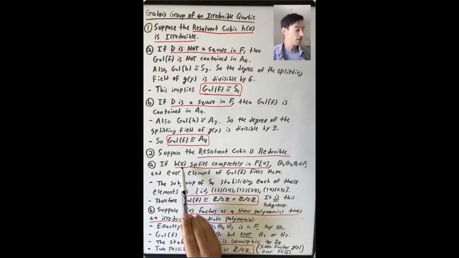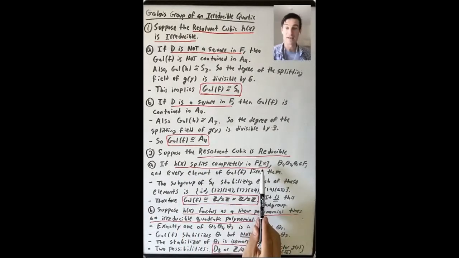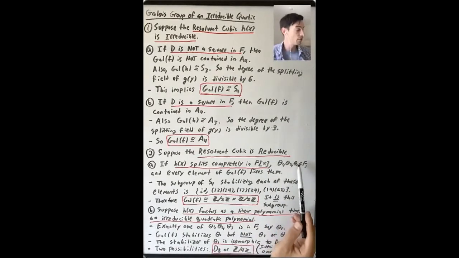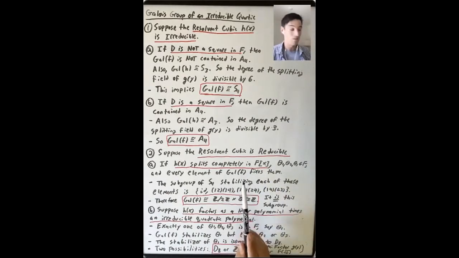If h of x splits completely in F[x], what does that mean? Well, we know its roots are theta 1, theta 2, theta 3. So that means that each of theta 1, theta 2, and theta 3 are in F. So what does that mean? Every element of the Galois group of f fixes theta 1, fixes theta 2, and fixes theta 3. They're all in the fixed field of the full Galois group.